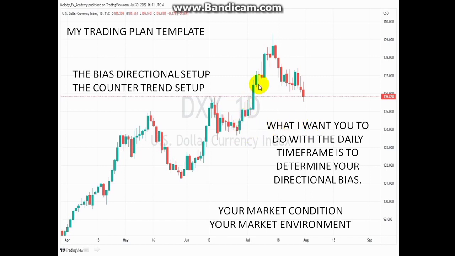So for the daily time frame, you want to identify your order flow. Is it bullish or bearish? You want to identify your market condition. Are we currently retracing or are we expanding? Then you will look for your draw on liquidity. If we are retracing, that means we are being drawn to one of two things: an imbalance or liquidity. So in this case we are drawing down to an imbalance.